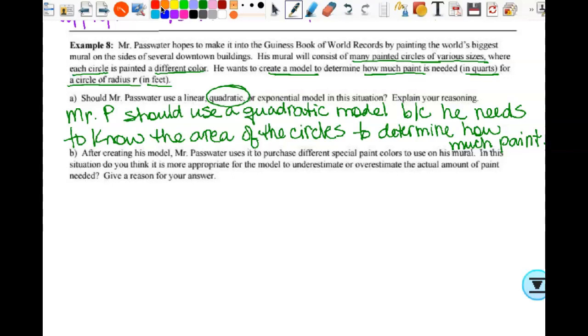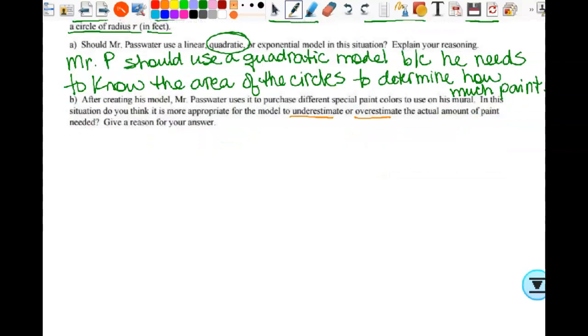Okay. After creating his model, Mr. Passwater uses it to purchase different special paint colors to use on his mural. In this situation, do you think it is more appropriate for the model to underestimate or overestimate the actual amount of paint? What do you think would be better here? I heard under and over. Somebody want to justify over? So he has leftover paint, and so what? So we didn't run out, right? Somebody else, did I hear underestimate or did I not? Somebody want to justify that one? I think overestimate, because you don't want to run out, right? You also don't want to have a ton of extra, but you don't want to run out. So I think overestimate makes the most sense.